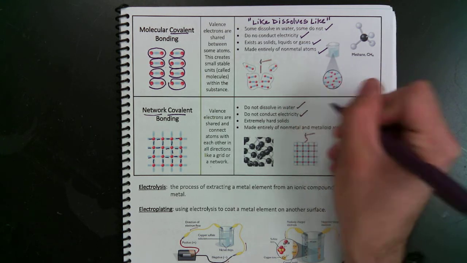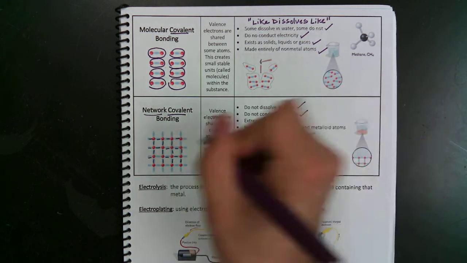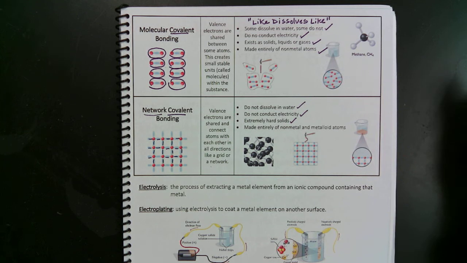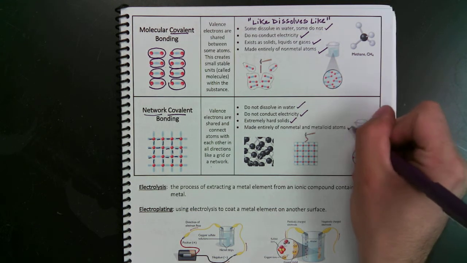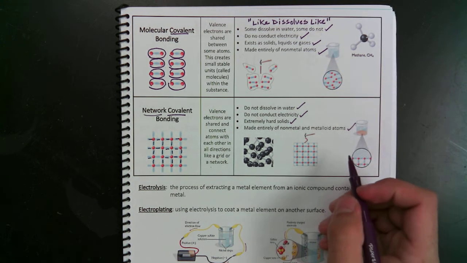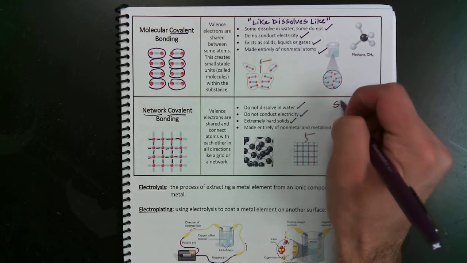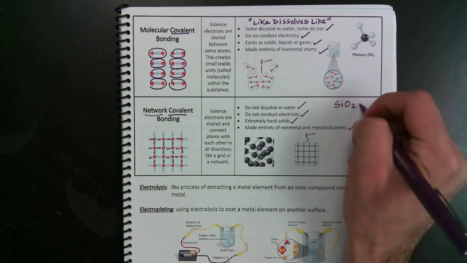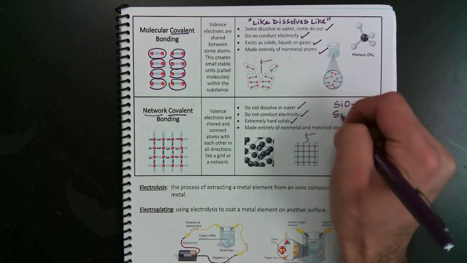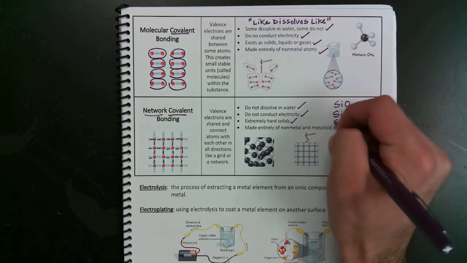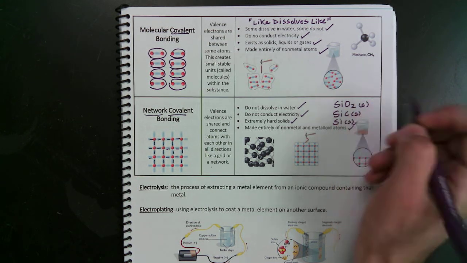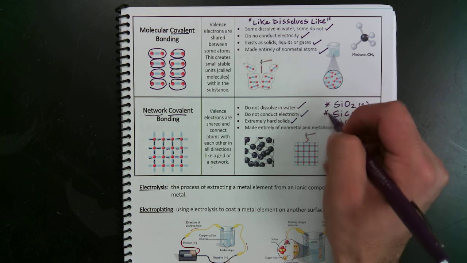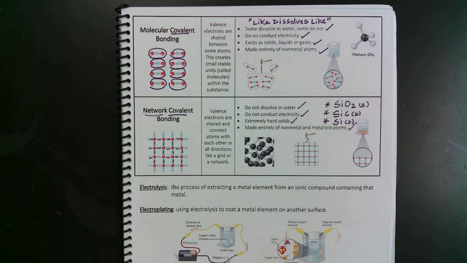They don't conduct electricity. They're extremely hard because the bonding is very strong because of that sharing throughout. They're made up of entirely non-metal and metalloid atoms, and there were 3 that we went over you should know: silicon dioxide, which is sand, silicon carbide, and the element silicon. Those are the 3 network covalent substances you should know.